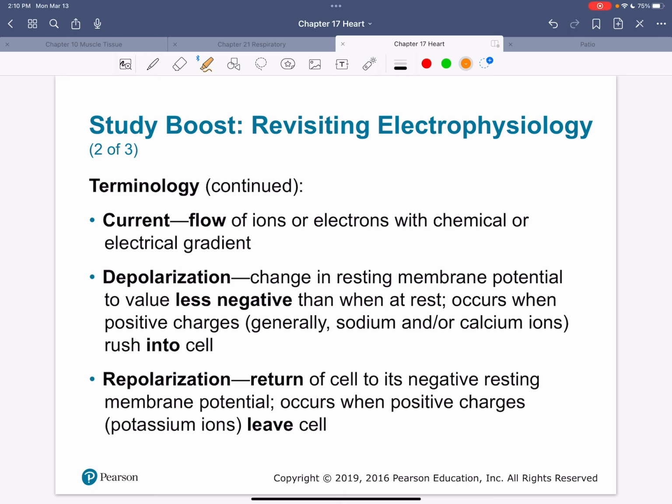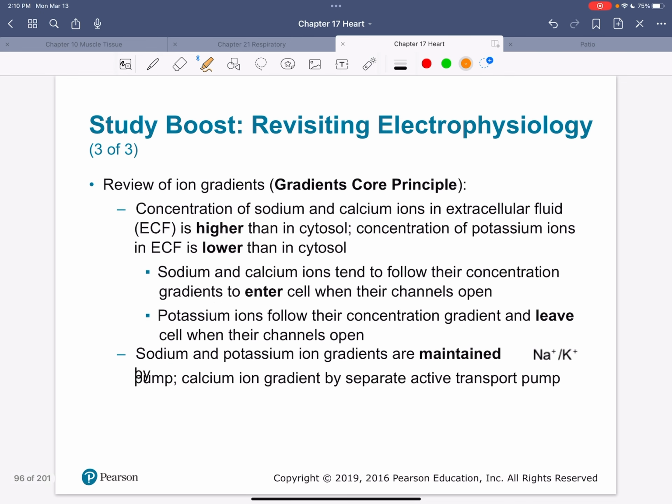Now, I'm not going to spend much time here. Current is the flow of ions. Depolarization is basically a change in the resting membrane potential to a less negative value than when at rest. And repolarization, of course, is the return to where it was. And we've seen those terms before, so we're not going to spend much time there.